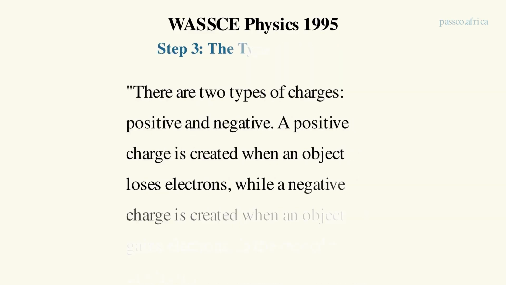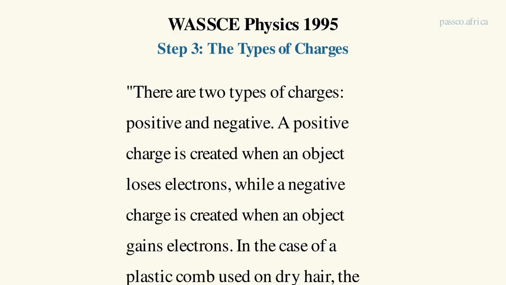Step 3. The types of charges. There are two types of charges, positive and negative. A positive charge is created when an object loses electrons, while a negative charge is created when an object gains electrons. In the case of a plastic comb used on dry hair, the comb becomes positively charged by losing electrons, while the hair becomes negatively charged by gaining electrons.